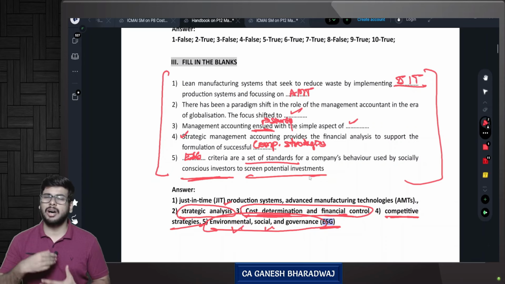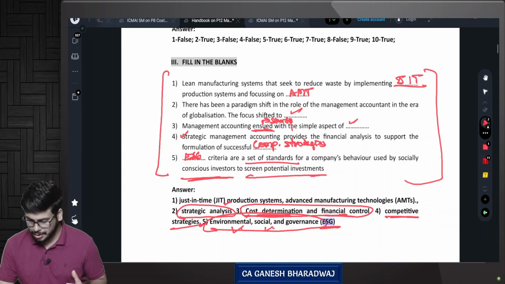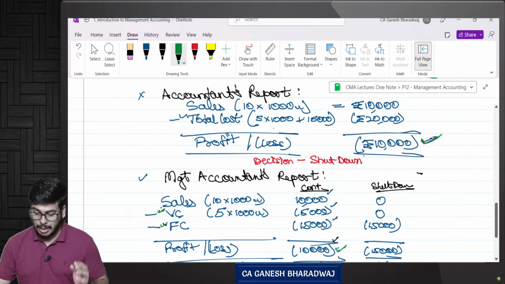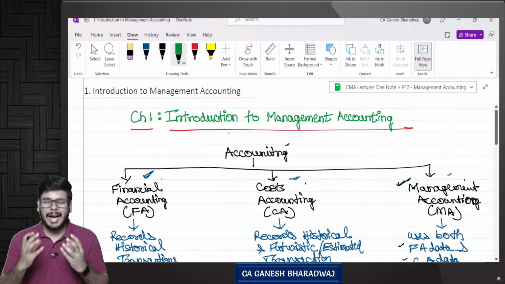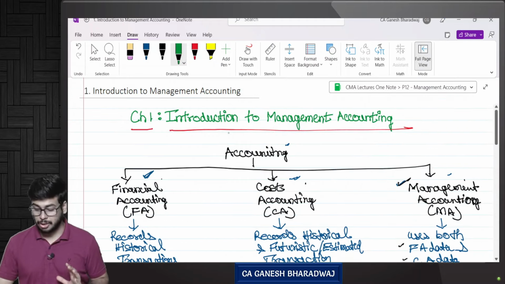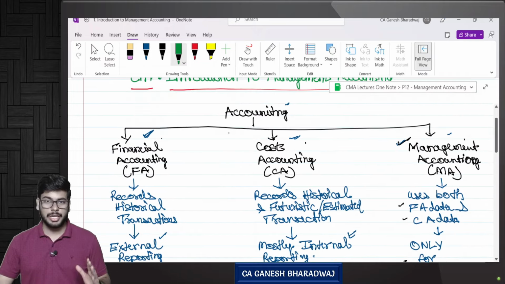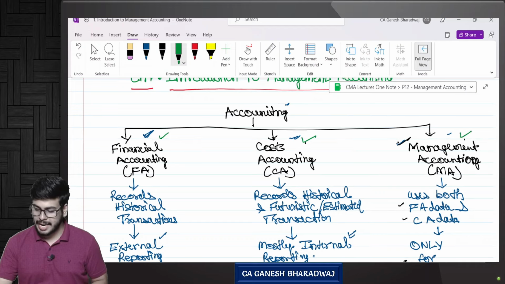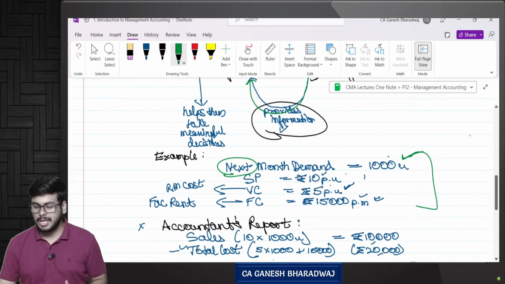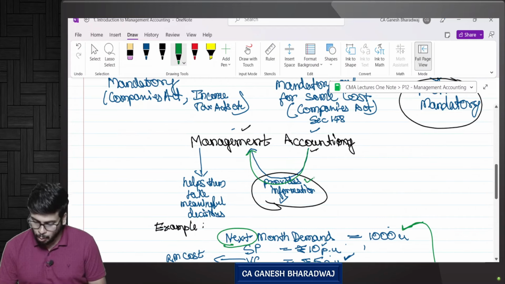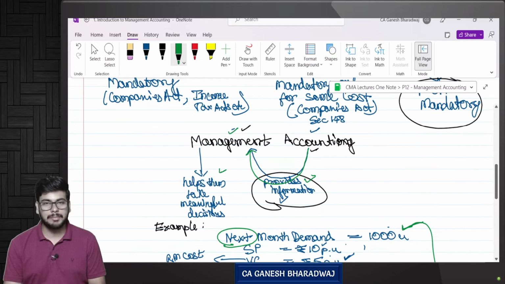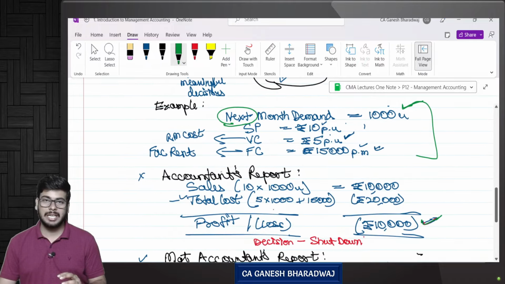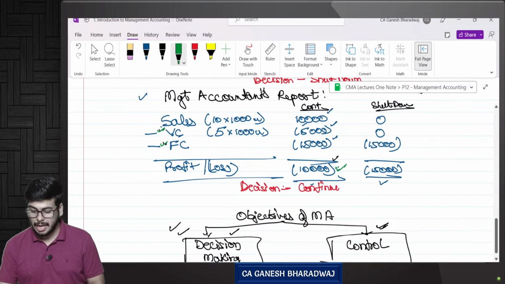Broadly speaking, we saw a lot of theoretical aspects in this chapter, but to sum it up, whatever we saw initially is what is required for you to enter into this subject. We saw that accounting has three broad branches: financial accounting, cost accounting, and management accounting. Management accounting is the branch that provides information to the management that helps them take meaningful decisions. We saw an example of shutdown versus continue, and how the manner of presenting the data can help the management take a meaningful decision.